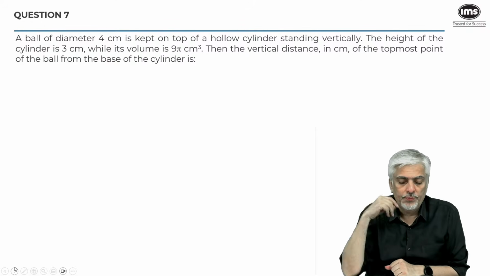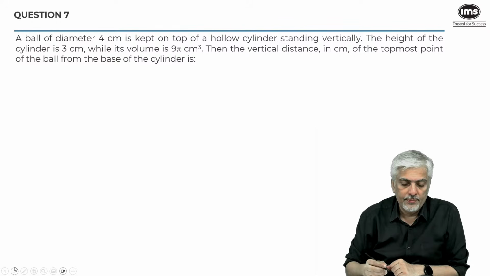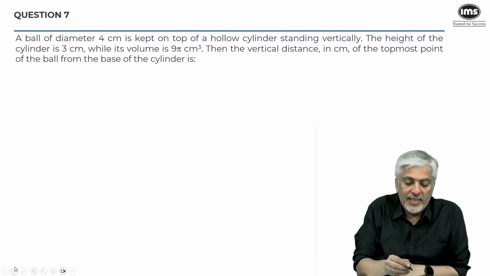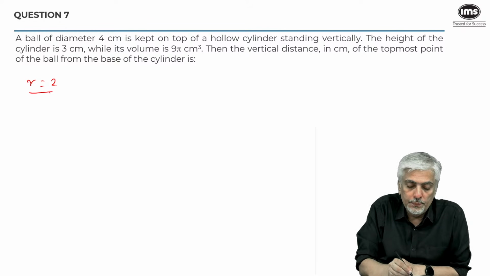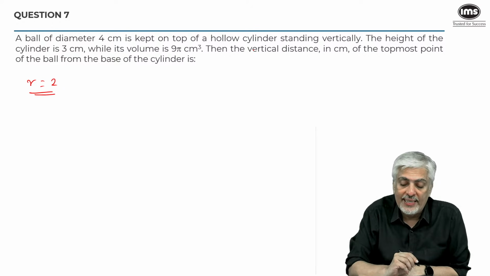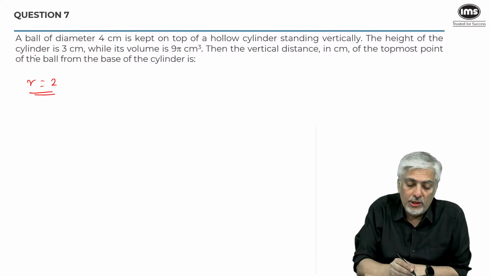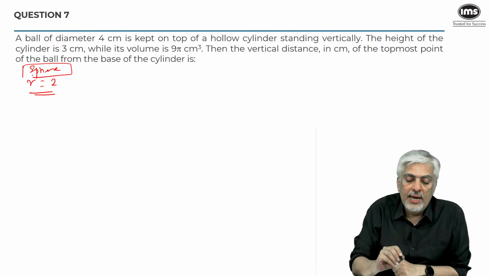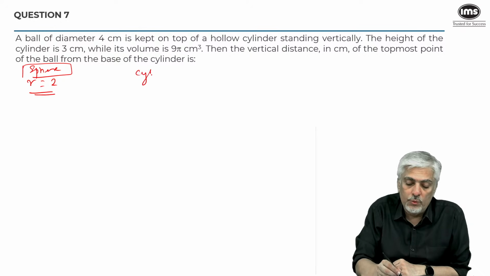Anyone's got the answer? Not yet. So ball of diameter 4, so radius is 2, is kept on the top of a hollow cylinder standing vertically. The height of the cylinder, this is for the ball, that is sphere. Okay. And for the cylinder, what is the data we have? The height of the cylinder is 3 centimeters and the volume is 9 pi.